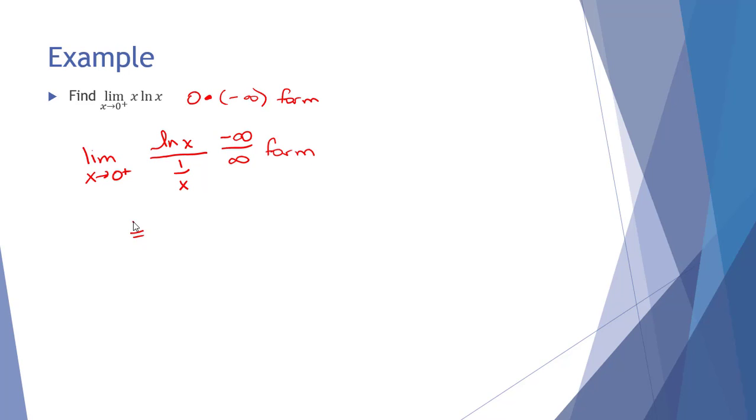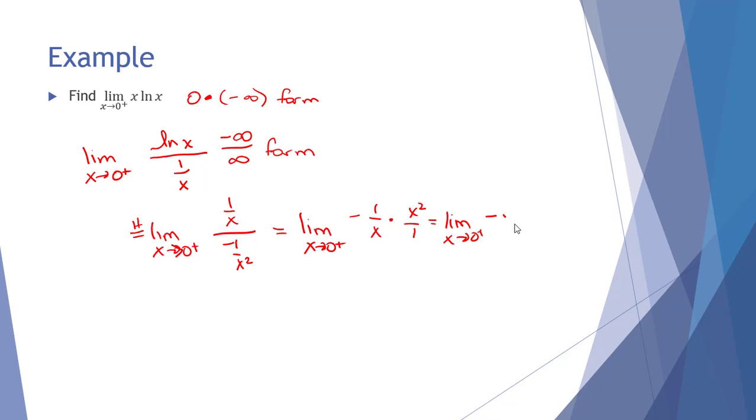So when we apply L'Hopital, we'll have the limit as x approaches 0 from the right. The derivative of the natural log of x is 1 over x, and the derivative of 1 over x is negative 1 over x squared. And there is that complex fraction that we looked at in one of our previous examples. We want to go ahead and simplify. So we'll have negative 1 over x times x squared over 1, which gives me the limit as x approaches 0 from the right of negative x. Once you cancel the x into the x squared, when you directly substitute 0 in, you're going to get 0.